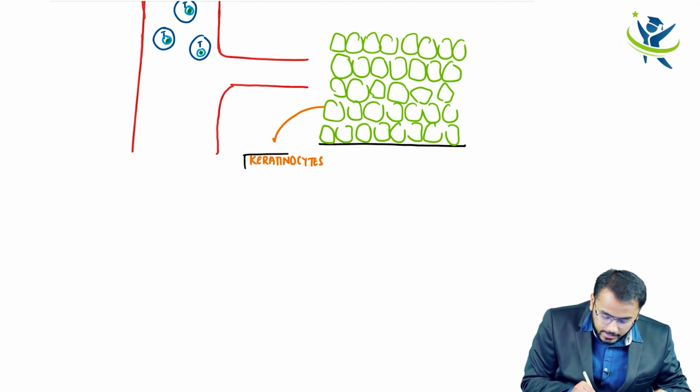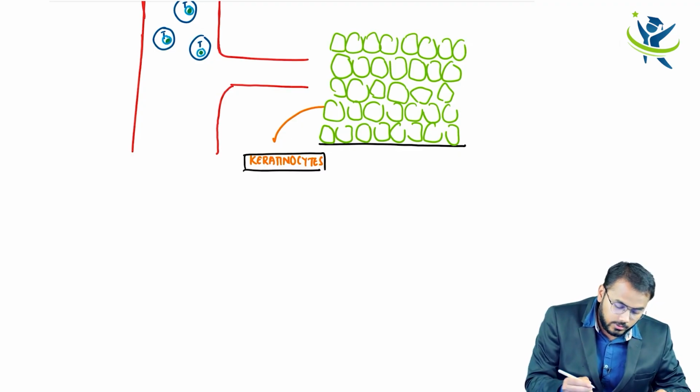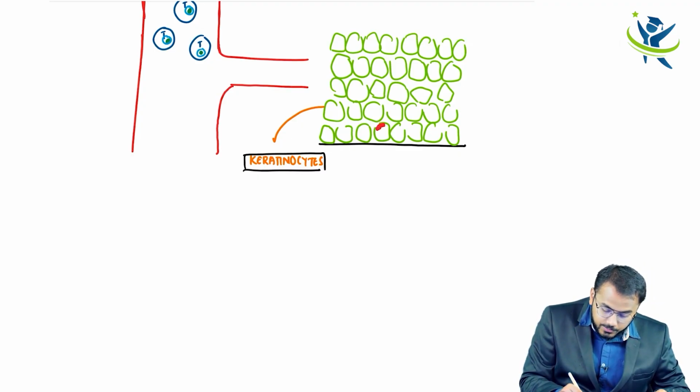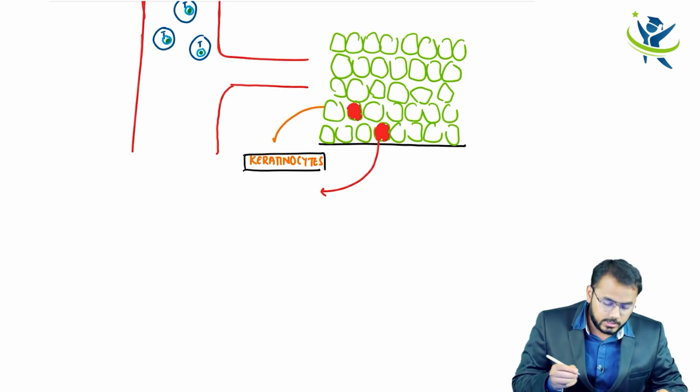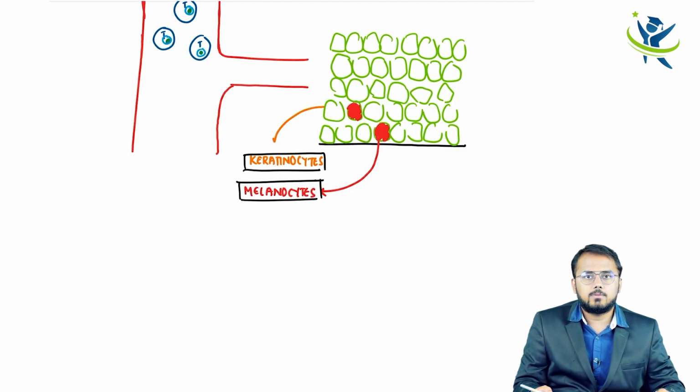Now, within these keratinocytes, you have got some specialized cells. Look here. There are some specialized cells which are dark in color like this. You see, there are some cells which are really dark, and such dark colored cells are called melanocytes. Such dark color cells right over here, they are called melanocytes.